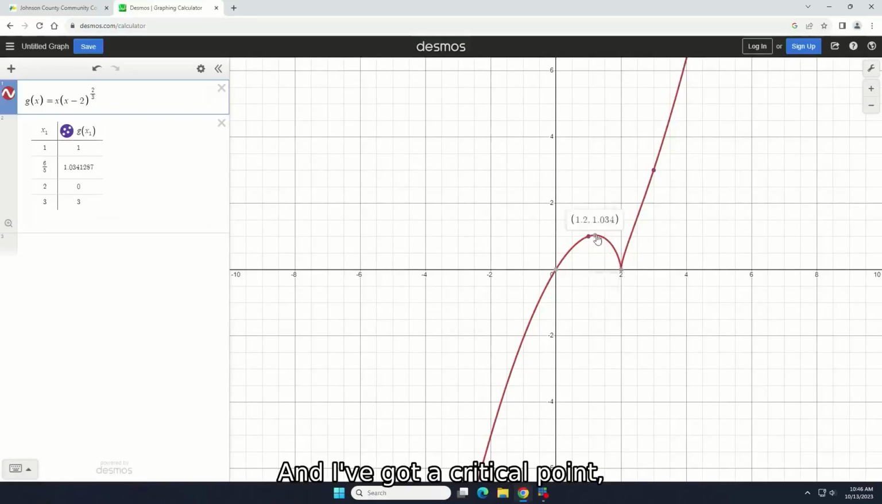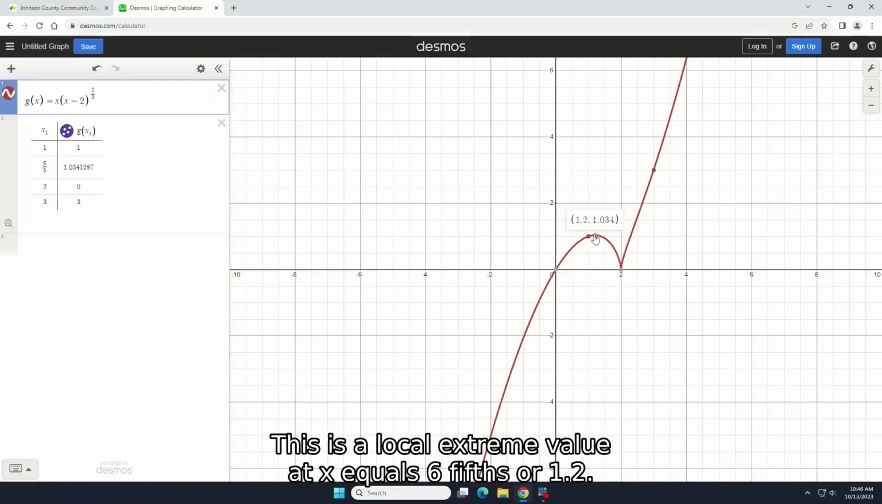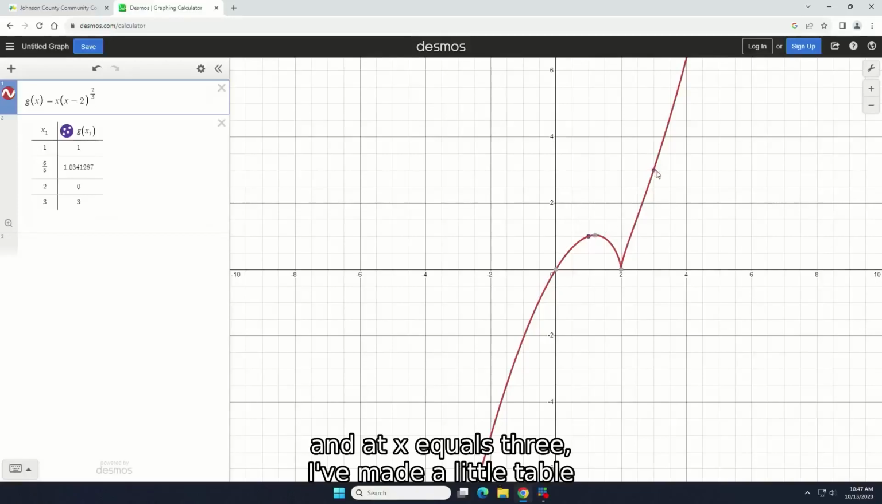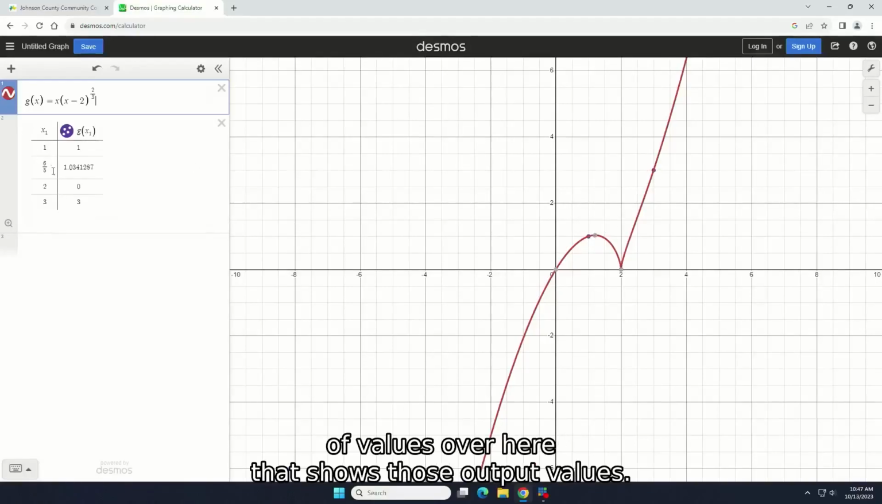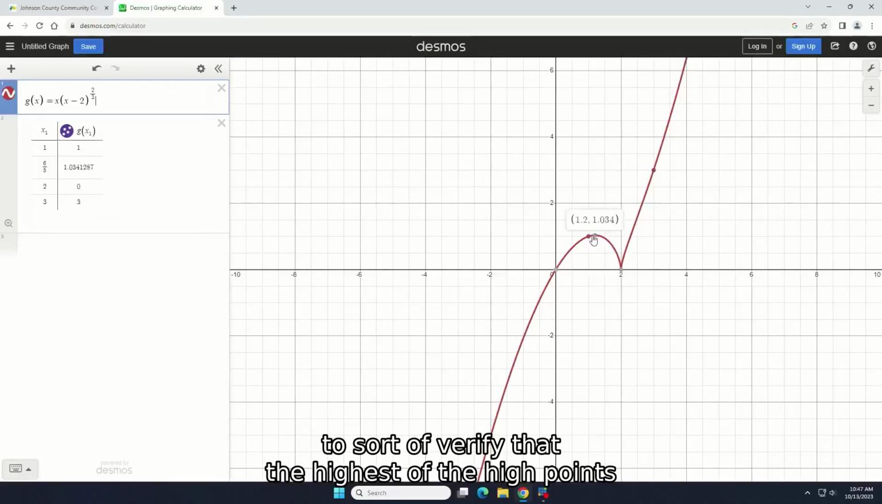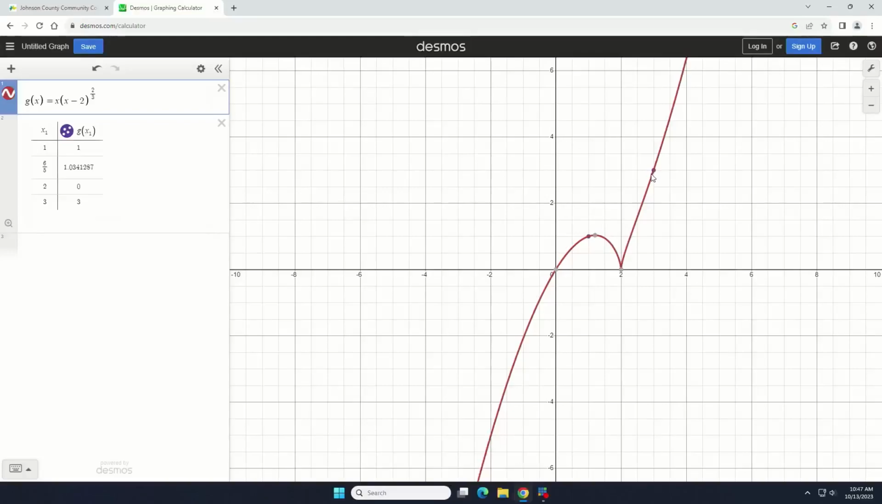And I've got a critical point, a place where I would have a horizontal tangent line. This is a local extreme value at x equals 6/5 or 1.2. And then the endpoints of my interval at x equals 1 and at x equals 3. I've made a little table of values over here that shows those output values. So just looking at that on your screen to verify that the highest of the high points on that interval is over here at x equals 3, where y is equal to 3. And the lowest of the points on that interval is here at 0. The y coordinate is 0 when x is equal to 2.